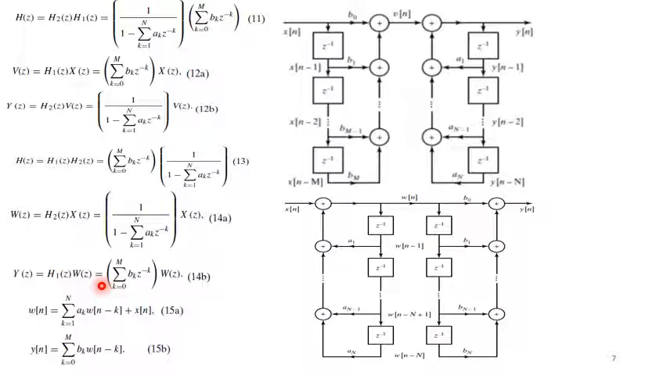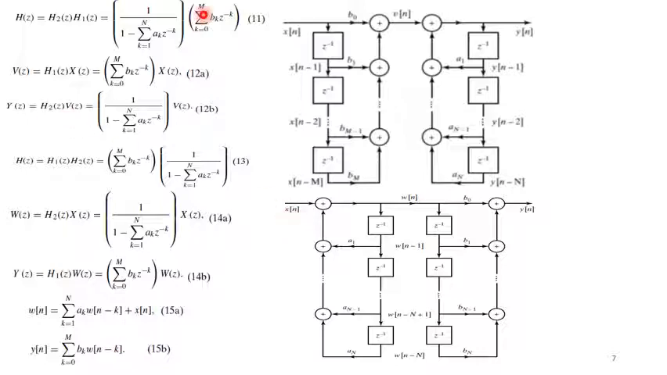If we write it in the time domain, for W(z) we will have w[n], which is the summation with k running from 1 up to N of a_k w[n minus k], plus x[n]. And similarly y[n] will be equal to the summation with k running from 0 up to M of b_k w[n minus k].